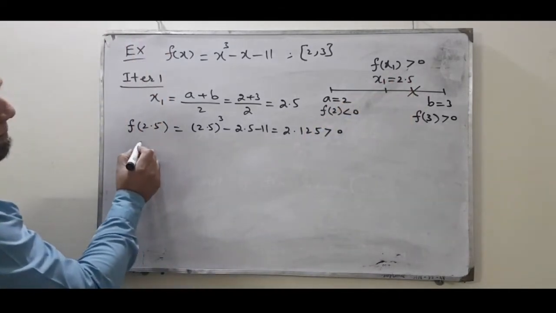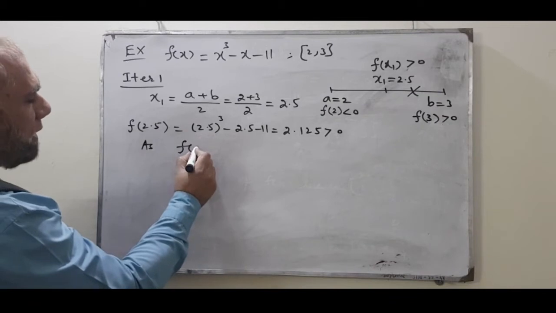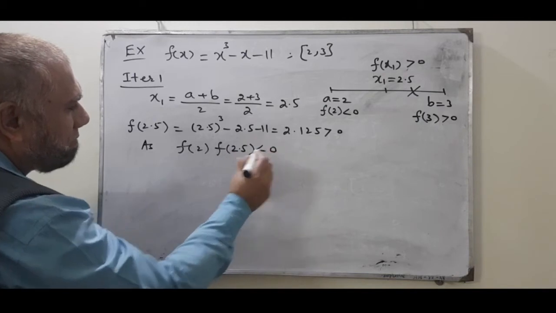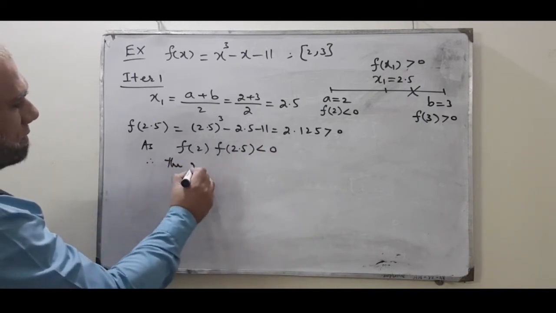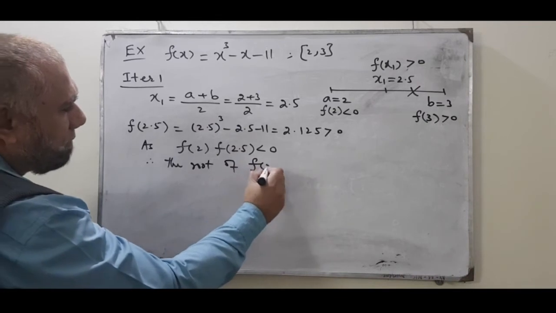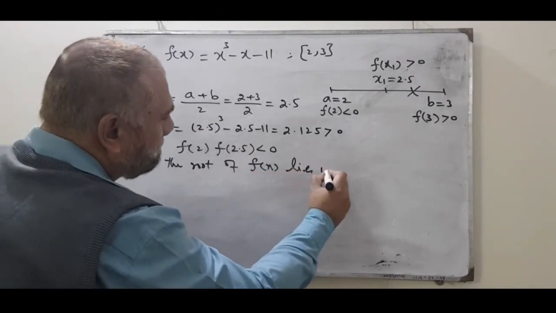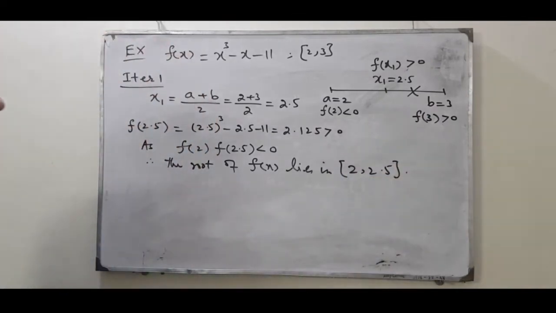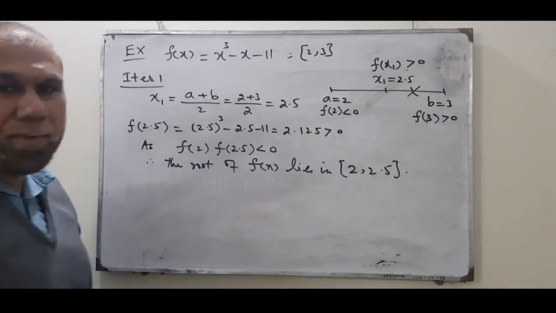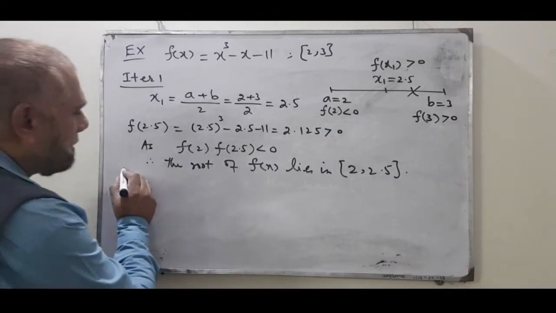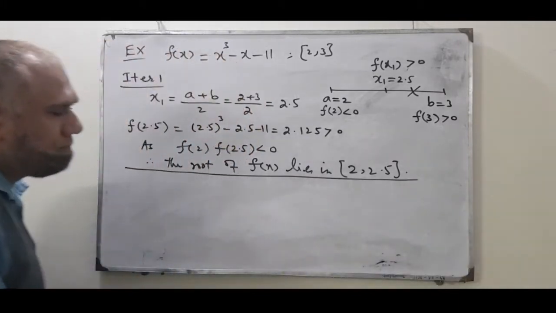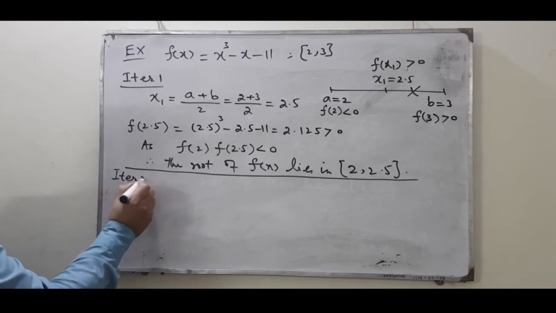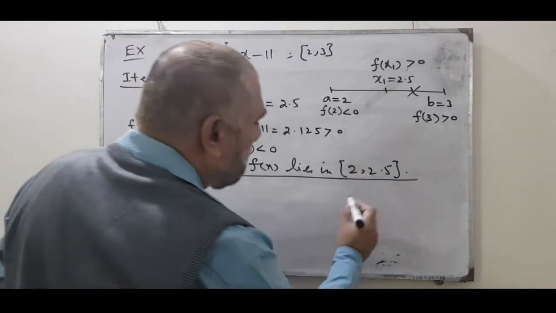So here we write down that the product of the function at a, which is 2, and the function's value at x1, which is 2.5, gives you the negative sign. Therefore, the root of f of x lies in between the new domain of 2 and 2.5. So here you can say half of the portion of the domain has been dropped. So till here, this completes your first iteration. Now we go in search of the second iteration and a better root for the given function. So let me show all this information here.